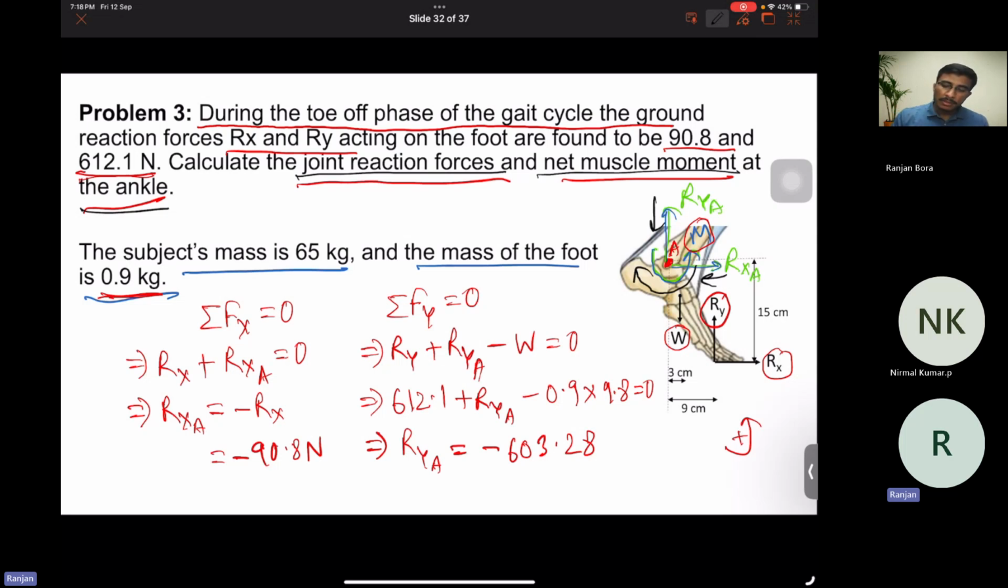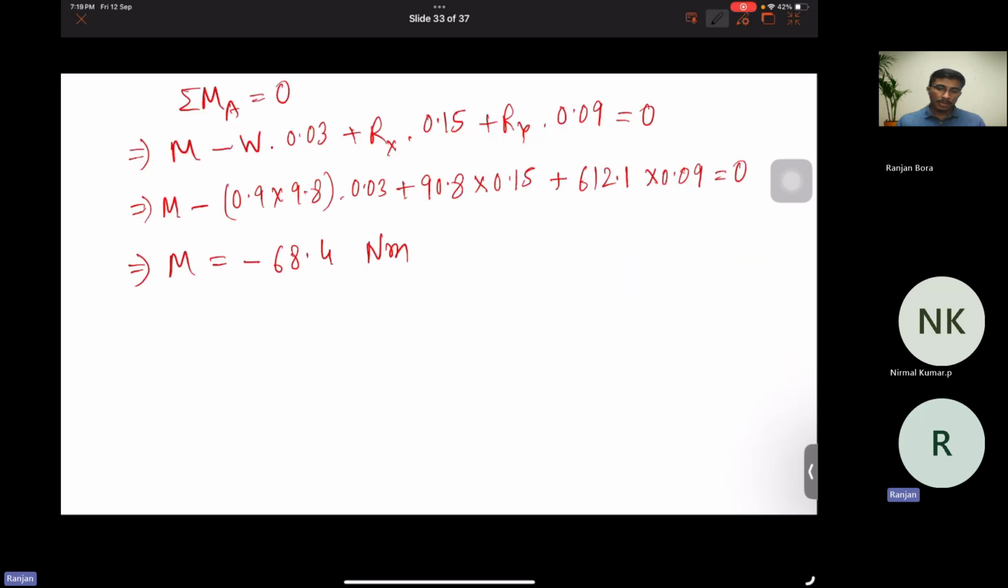The directions shown using the black colors are the actual directions for the joint reaction forces and the net muscle moment at the ankle joint. Okay, so this is the answer.